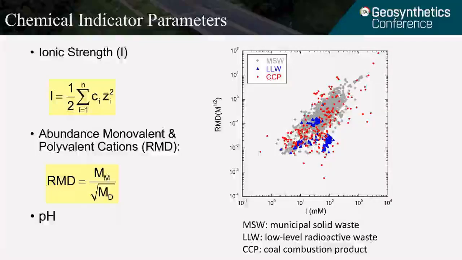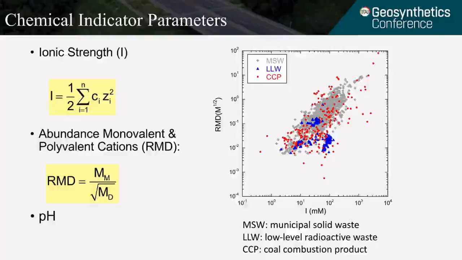So in this slide, we will introduce the chemical indicators of the leachate. Previous researchers have identified three main parameters that affect sodium bentonite GCL performance. The first one is called ionic strength, which is related to the salinity of the leachate. The higher the salinity, the higher the ionic strength. The second one is the relative abundance of monovalent cations versus polyvalent cations, short for RMD. This is used to describe whether the leachate predominantly contains monovalent cations or divalent or trivalent cations.